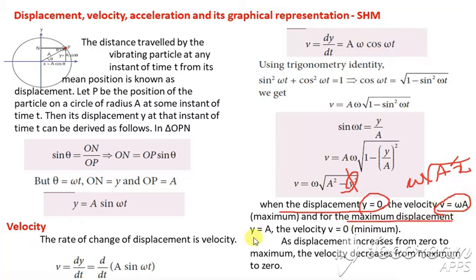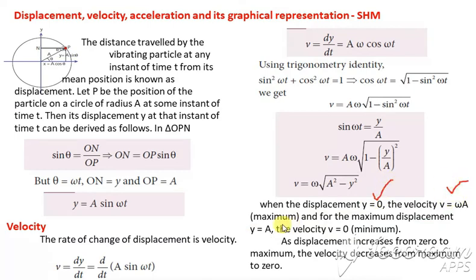Next, when the displacement is maximum, suppose this value is a, so we get a square minus a square. If you substitute y is equal to a, into root of omega, a square minus a square is what? 0. So we get v is equal to 0. So when y is equal to 0, v is equal to a omega. And y is equal to a, v is equal to 0. So as the displacement increases from 0 to maximum, velocity decreases from maximum to 0.